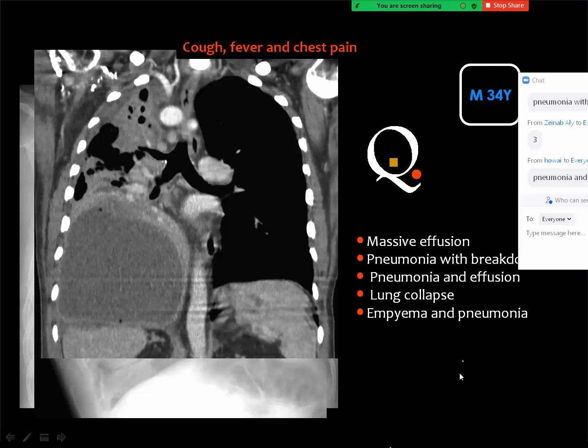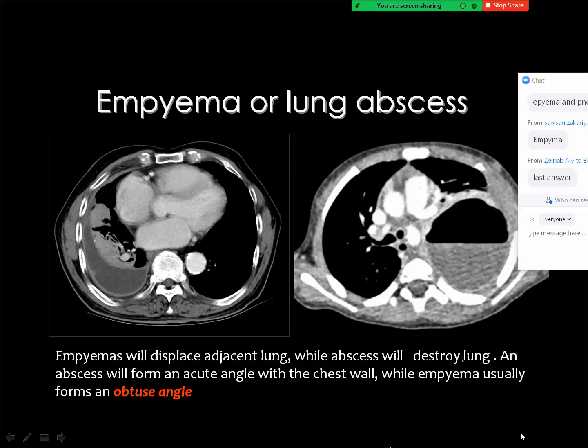Oh, still you are. I don't know what you mean by 5. You mean the fifth answer? If you mean so, this is right. Empyema and pneumonia, this is right, because you got an encysted collection underneath the lung. The lung is almost subtotally collapsed, and you got some consolidation in the upper lobe, and the margin of the collection is enhancing, and also you can see some small air loculi, and the diagnosis is empyema and pneumonia.